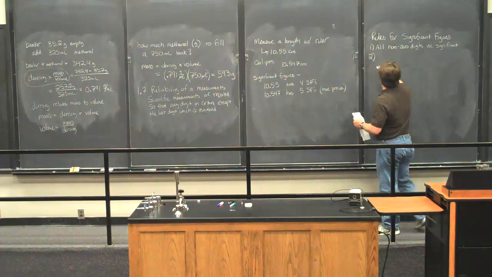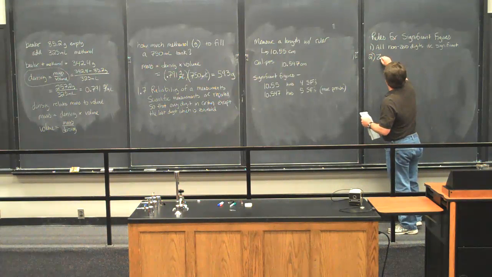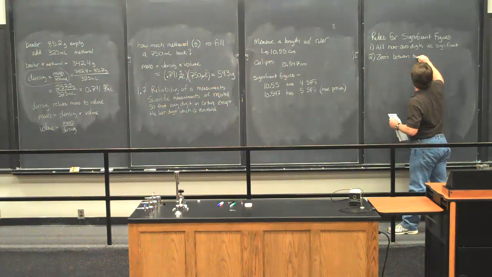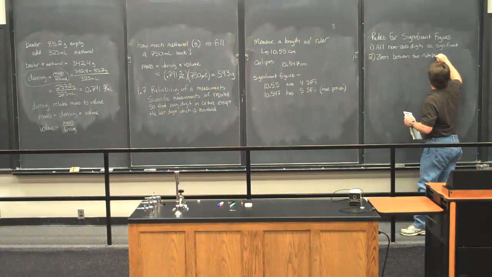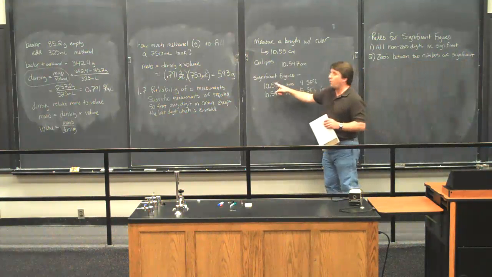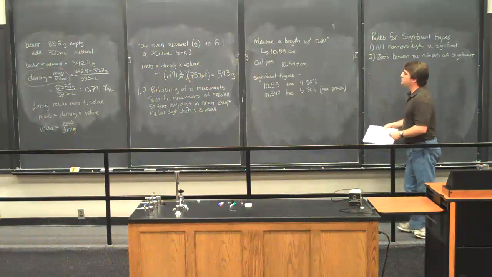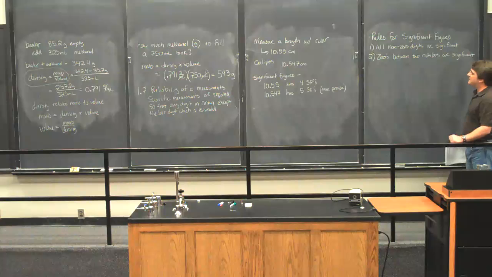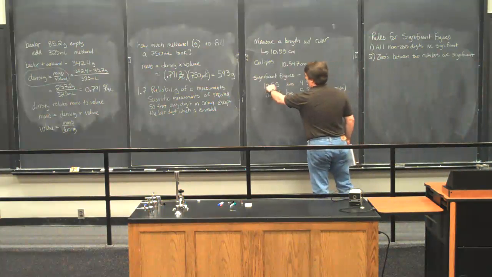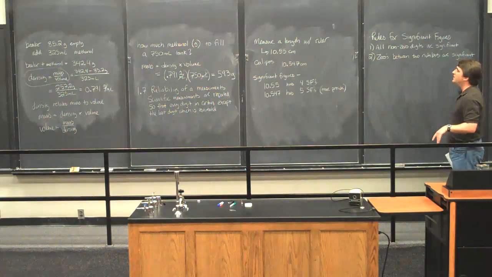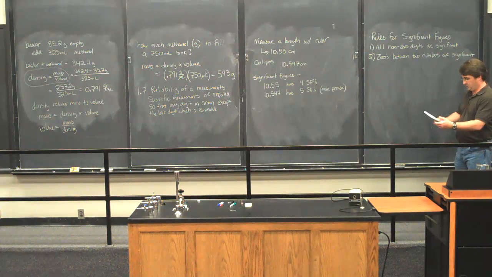So the second rule, zeros between 2 numbers are significant. So this 0 in 10.55 is significant because it's between a 1 and a 5. It's between 2 other significant numbers. So that 0 is significant. That means I measured that 0. It's really 10.55, not 11.55 or 9.55. That 0 is a significant digit.